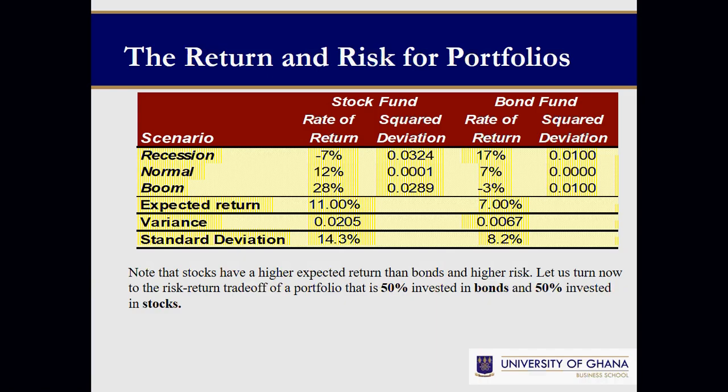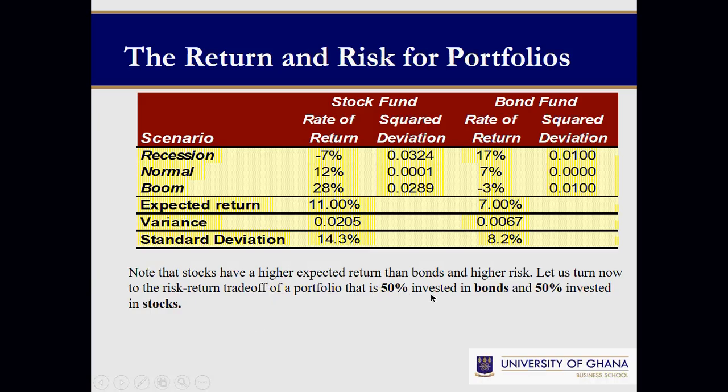You see that I told you earlier that the standard deviation is the risk. The standard deviations are the risk. So now we are seeing that stocks have a higher expected return than bonds. Let us turn now to the risk-return trade-off of a portfolio.